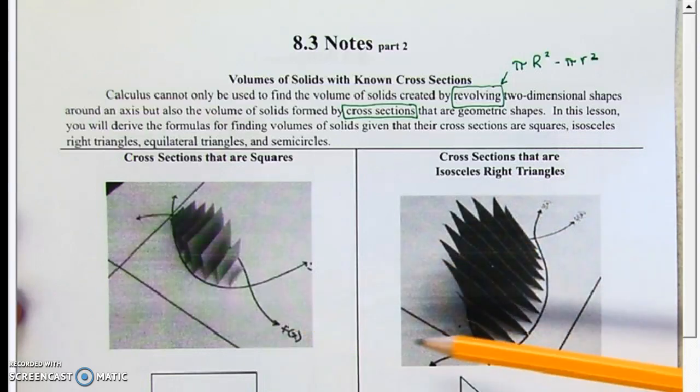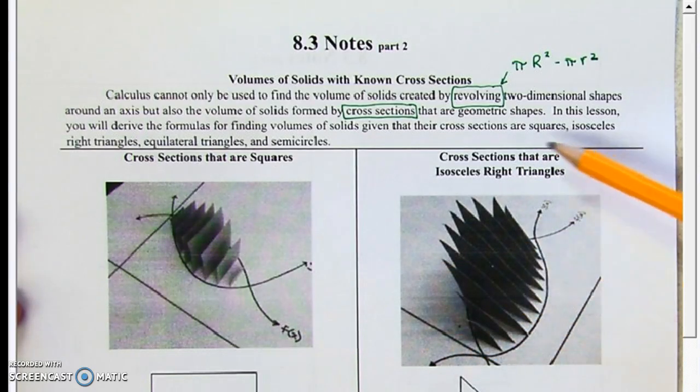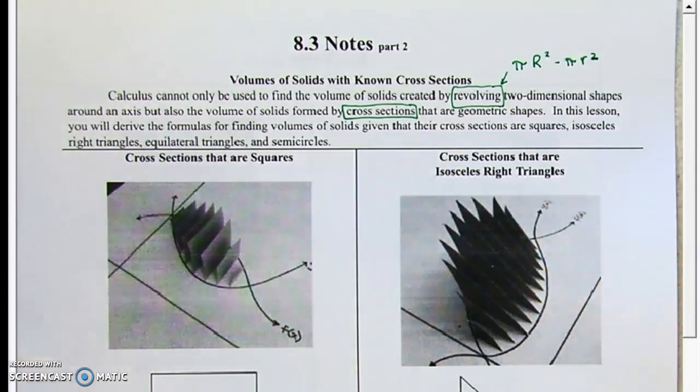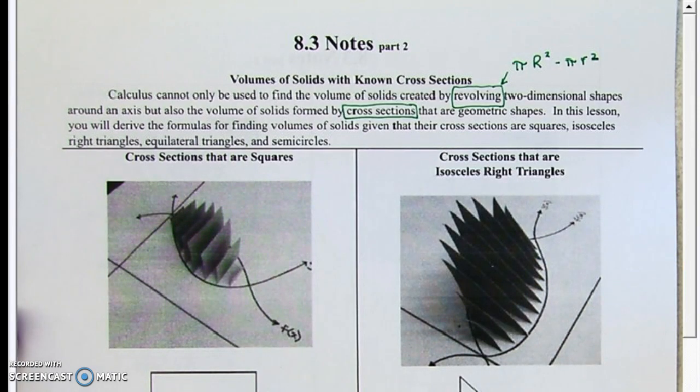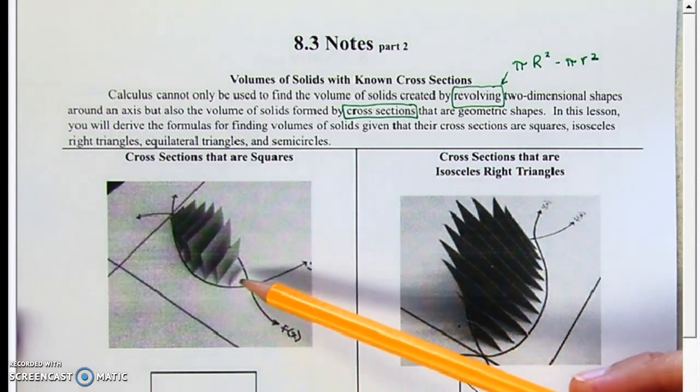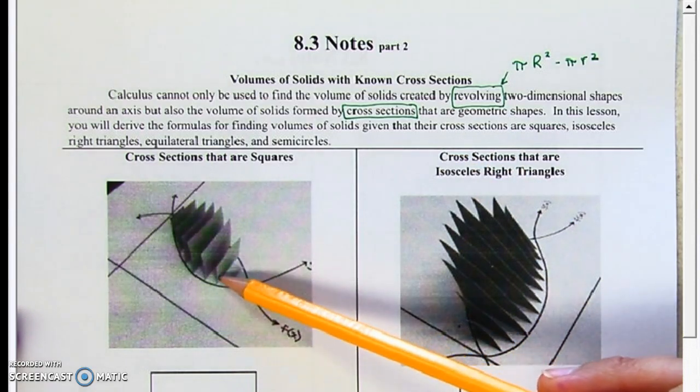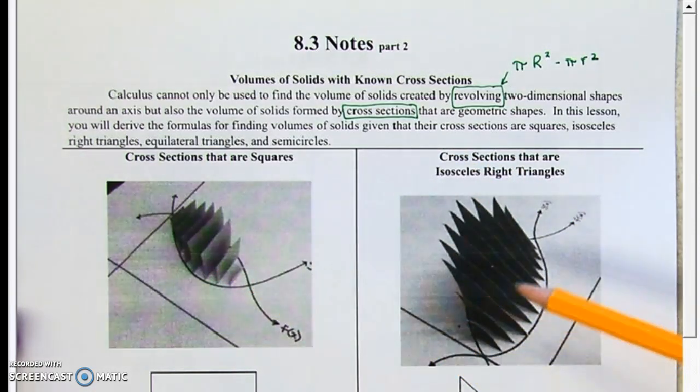So we're going to be looking at 4 different geometric shapes. You will derive the formulas. We'll do the formulas for these 4 shapes. Okay, so it's kind of cool. Do you see how the shapes are popping up from the paper?